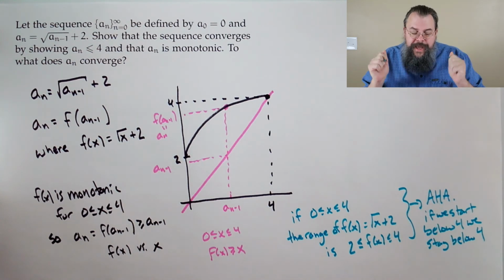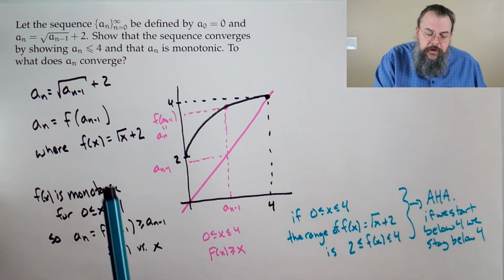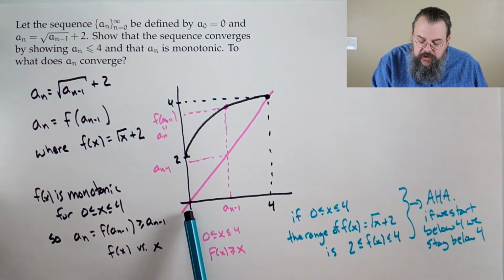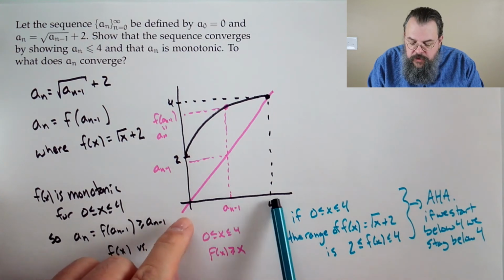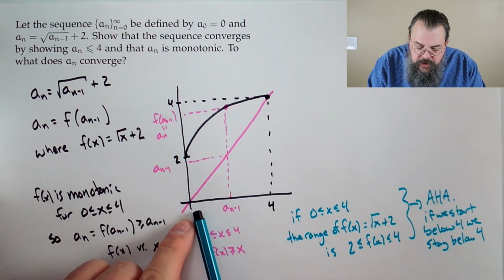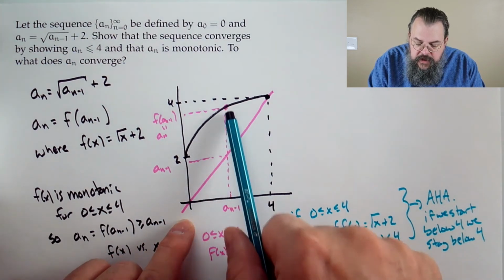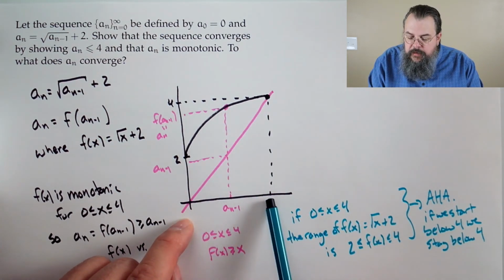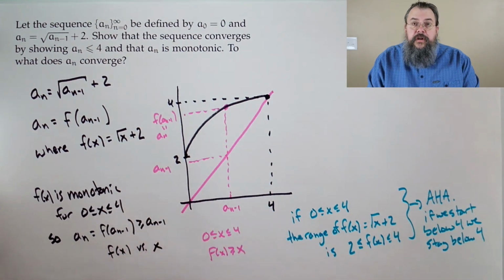So we've now said what? We know we're starting below 4, and as long as you start anywhere below 4, your output is below 4. In other words, your a sub n, your next term, is at most 4. As long as you're below 4, you're still below 4. And so we must be bound. We have to be bound by 4.